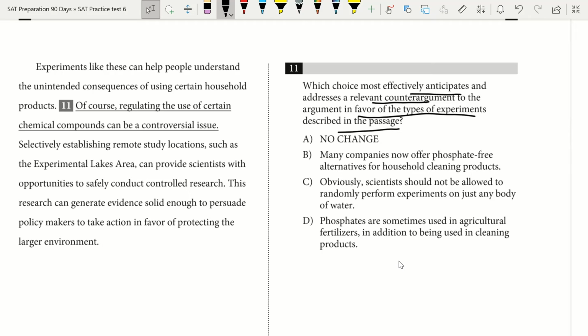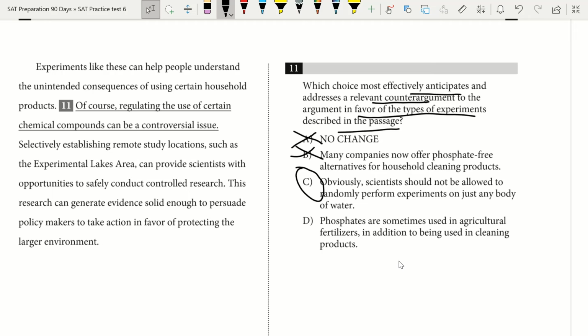So we have option A, of course, regulating the use of certain chemical compounds can be controversial. Controversial? No. We're looking for an option that really talks about how even though we are using lakes, we're using them responsibly, and we're not using every single lake. We're only using a couple and we're using them responsibly. That's what we're looking for here. B, many companies offer phosphate-free alternatives. No. C, obviously scientists should not be allowed to randomly perform experiments on just any body of water.